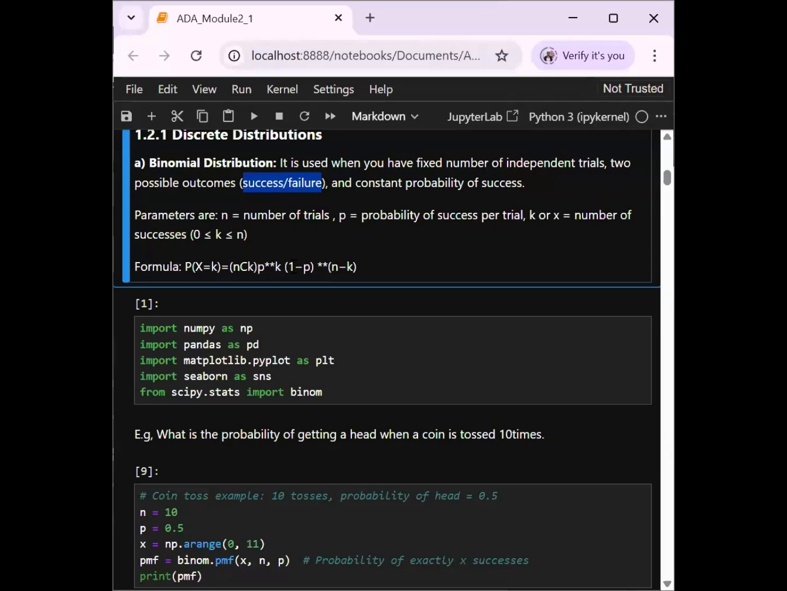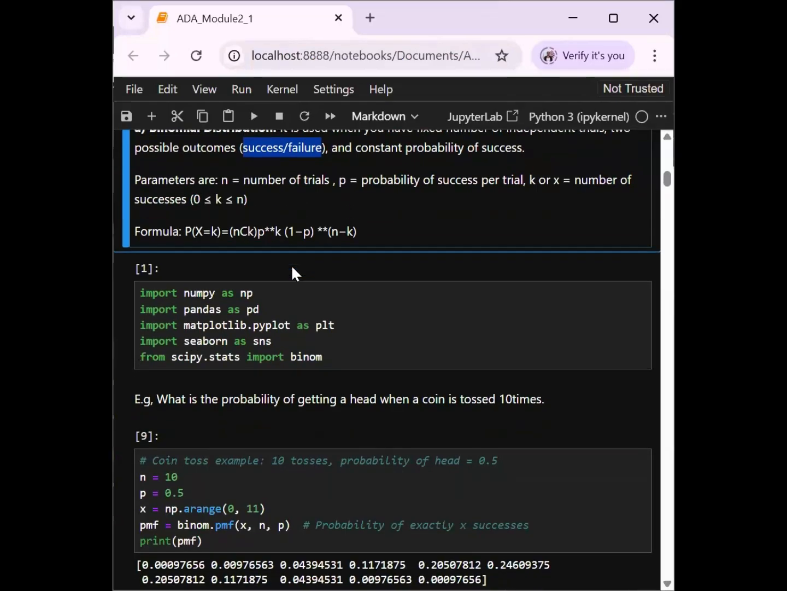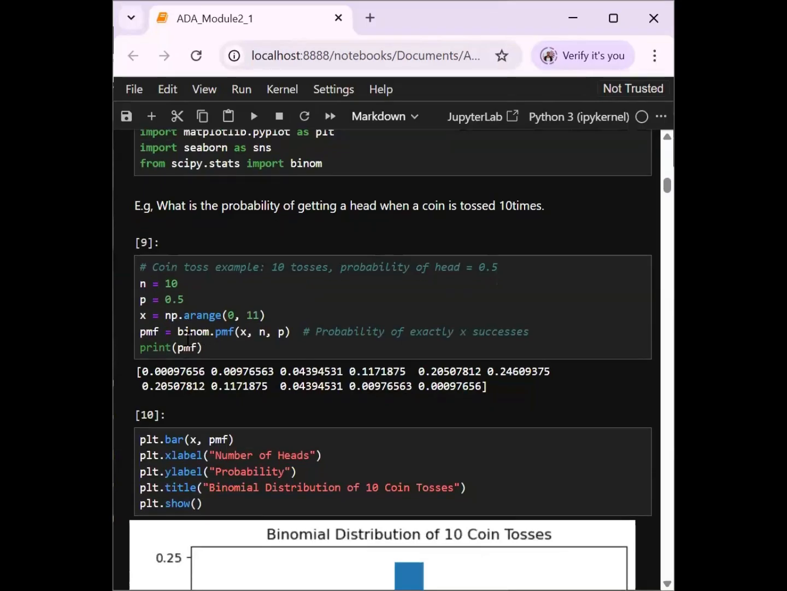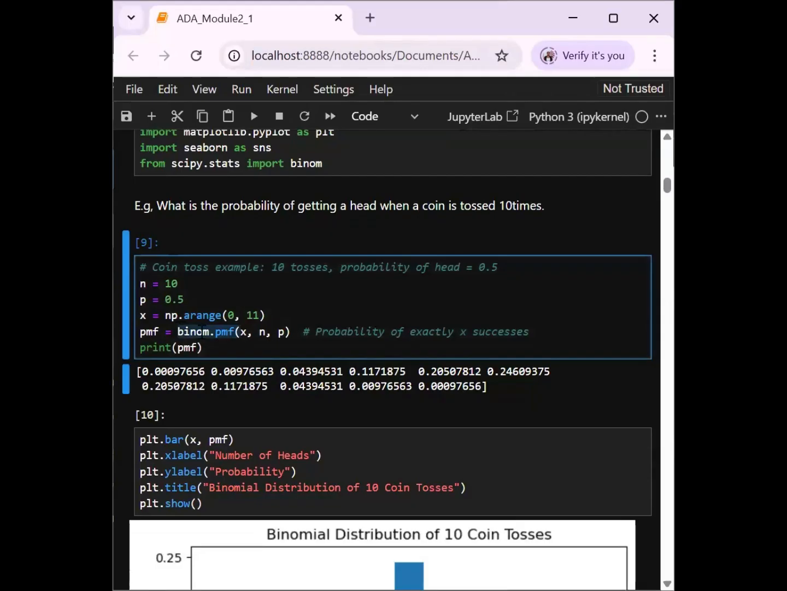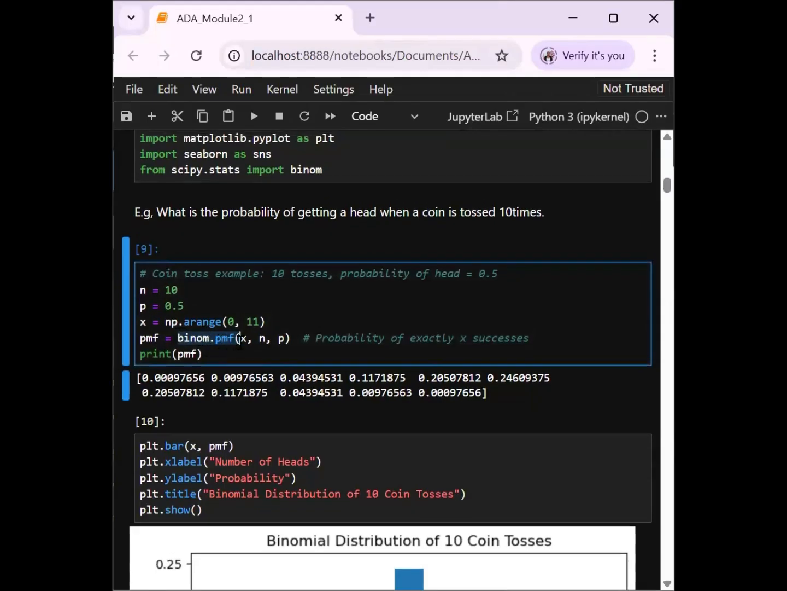Success or failure. It takes in just two outcomes, right? So we have this, and then when we say binom.pmf, so why do we use PDF for a continuous random variable? So we have the binom, which is the binomial, right? .pmf. And remember, we imported it from scipy.stats, and then here we have the x, which is the list of outcomes that we have, 0, 1, 2, 3 to 10, and then we have the N, which is the number of trials, and then P, which is the probability of success.